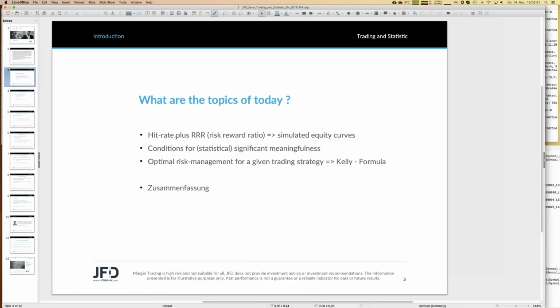So I talked already a little bit about our subjects today. So we start with hit rate combined with the risk-reward ratio.